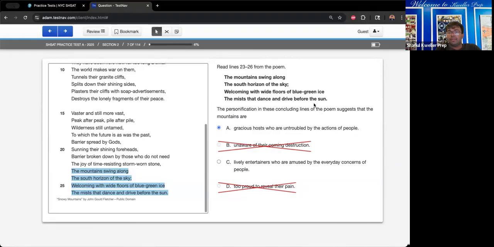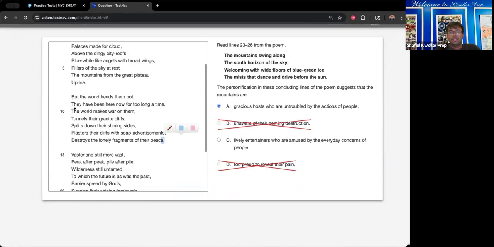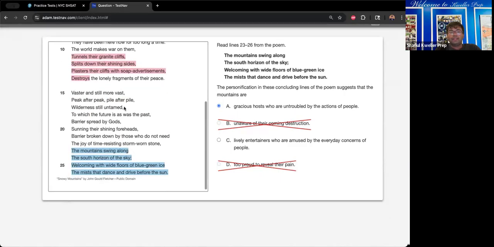Someone said, "How do we know the mountains are withstanding the people?" Because it's just an idea said in the passage. Here it's talking about how people are destroying nature. These specifically also destroys is said here. And here it seems like nature is withstanding humans. We see that nature continues to expand. These vaster and still more vast, peak after peak, pile after pile.